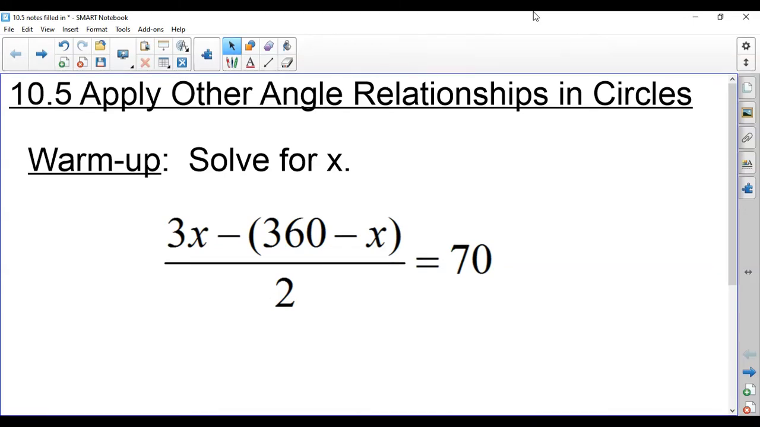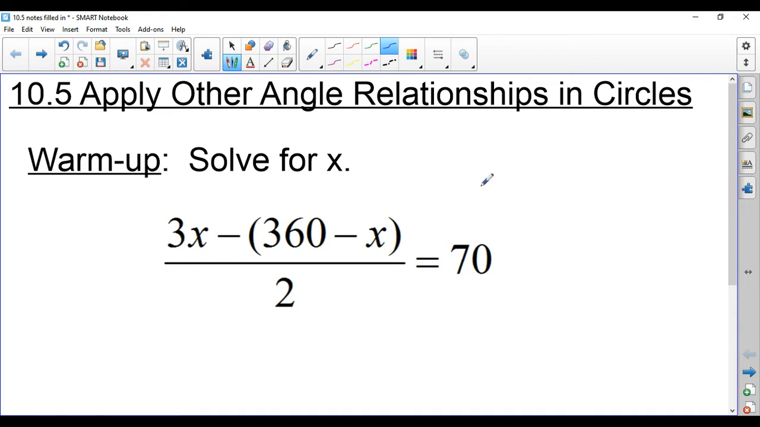Today we're going to move on to section 10.5, which is apply other angle relationships in circles. As we go through these next couple sections, you're going to have more rules that you need to keep track of. So far, we know that the measure of a central angle is equal to the measure of its intercepted arc, and we know that the measure of an inscribed angle is 1/2 the measure of its intercepted arc. We're going to add to that list today.